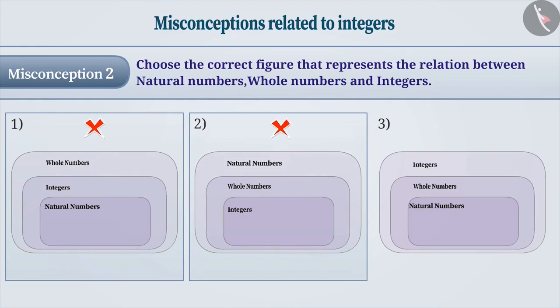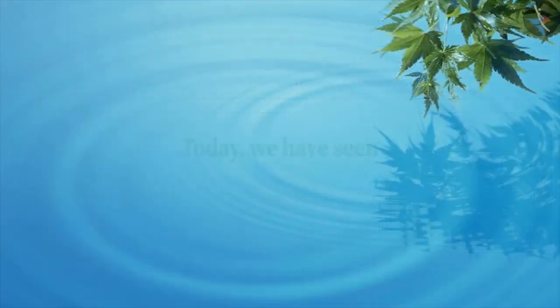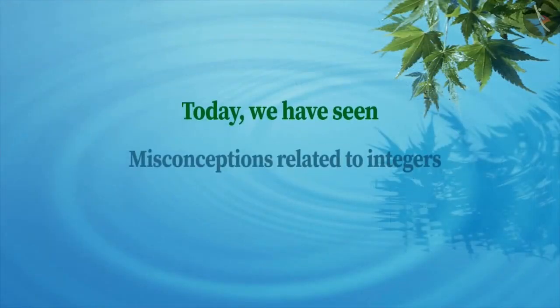The correct understanding is that natural numbers range from 1 to infinity. Whole numbers consist of all natural numbers along with 0. This means natural numbers are included in the collection of whole numbers. Similarly, including negative numbers along with whole numbers gives a collection of integers. This means the collection of integers contains all whole numbers and all natural numbers. Therefore, option 3 is the correct answer. Today, we have seen some misconceptions related to integers.